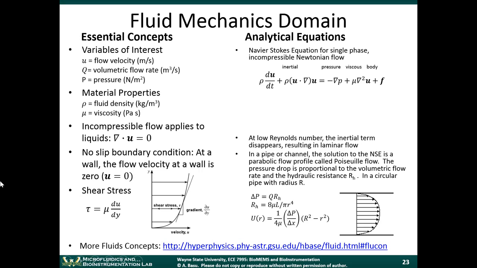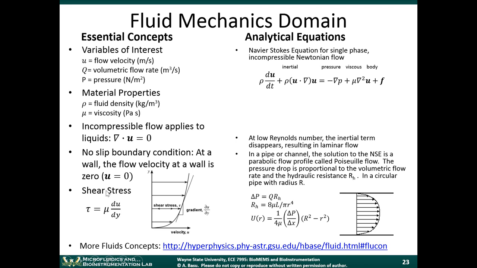All right. So incompressible flow applies to liquids, and what this means is that del dot u, the divergence of the velocity, is equal to 0 in the case of incompressible flow. Okay, we're going to be dealing primarily with incompressible flow.